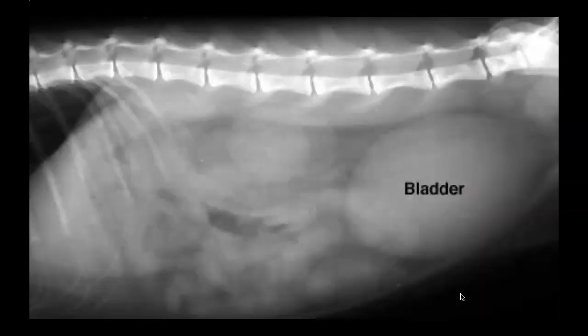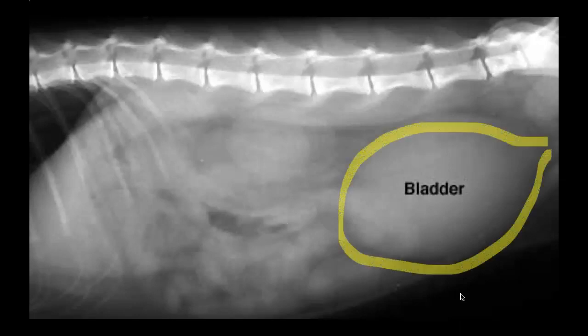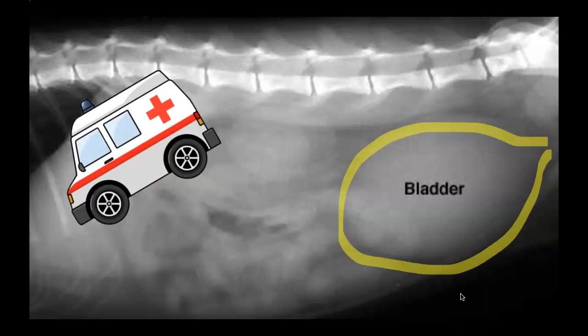Look at this one. This is a cat who is blocked. So this cat has stones that are stuck in its urethra and it's unable to urinate. Looking at the size of the bladder, it's massive. So this cat is in an extraordinary amount of pain and this cat is in an emergency situation.